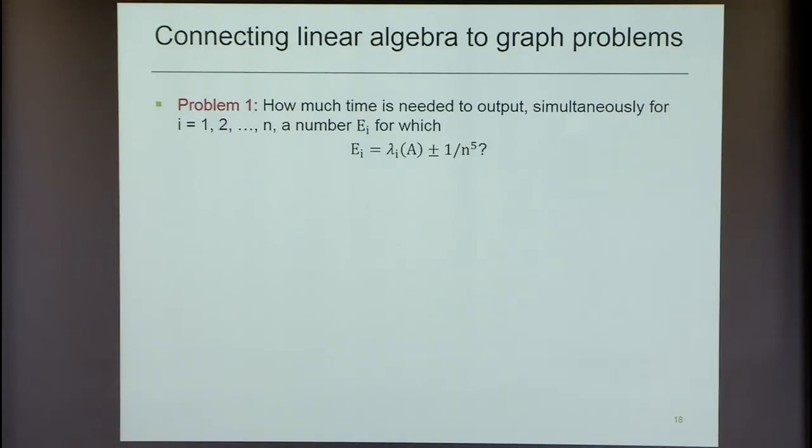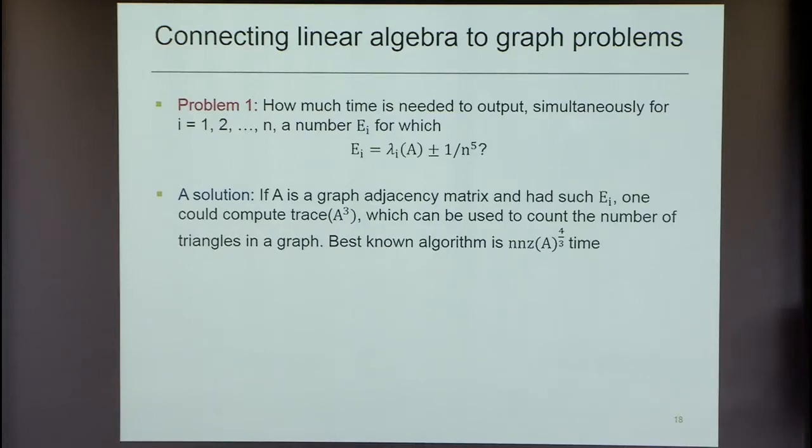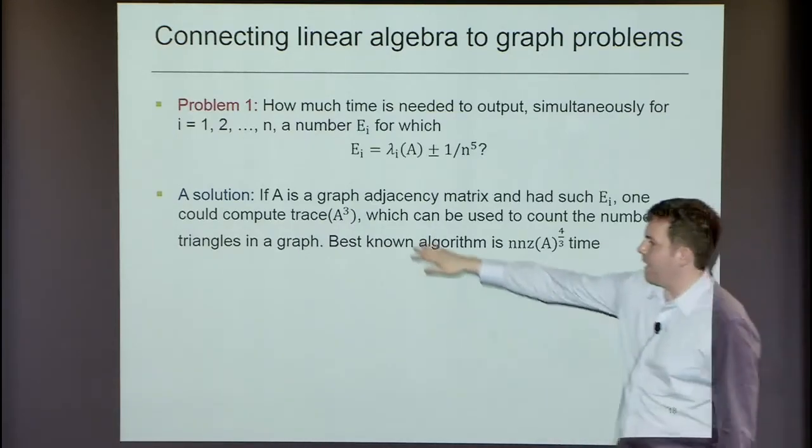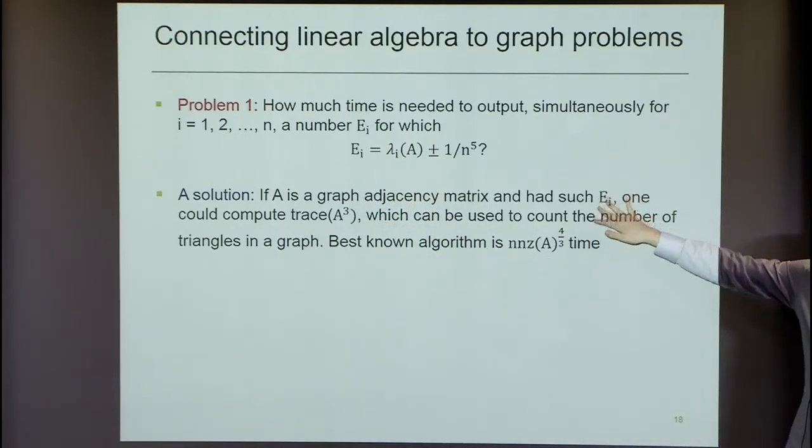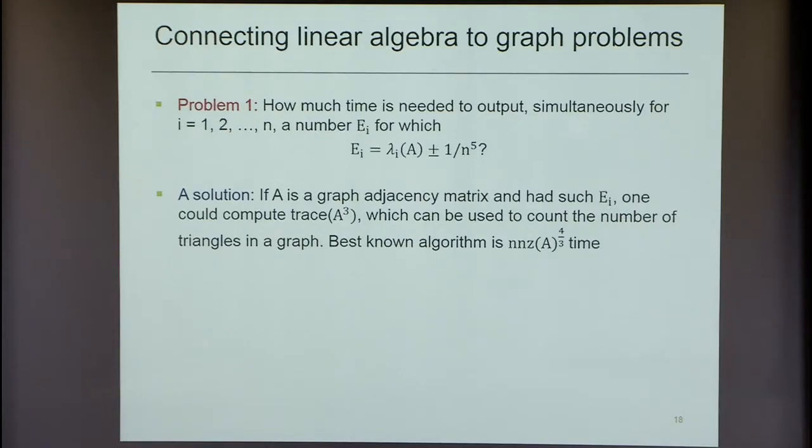So what are some conditional lower bounds for this problem? Any suggestions? I think these problems might be very canonical for linear algebra. So here's something: suppose I take A to be an adjacency matrix of a graph, and I had all of these approximations E_i for each of the eigenvalues.